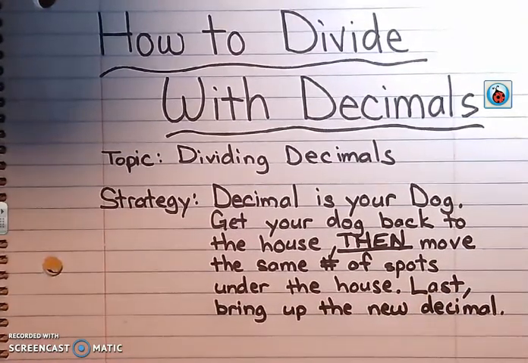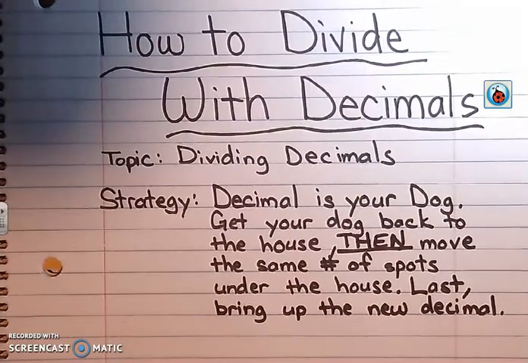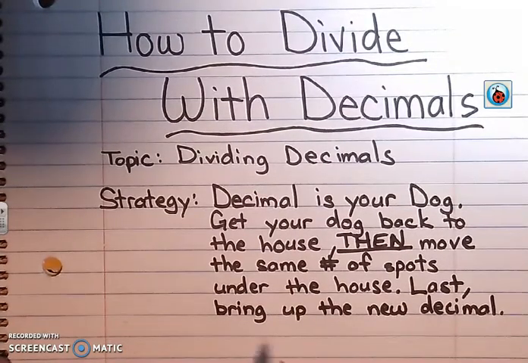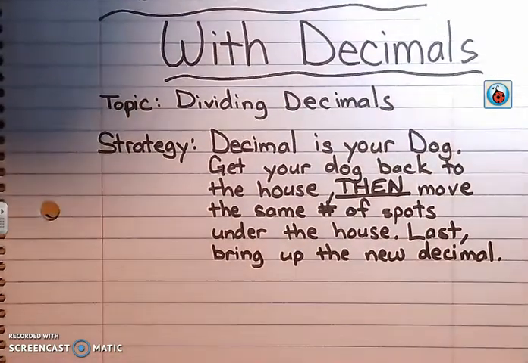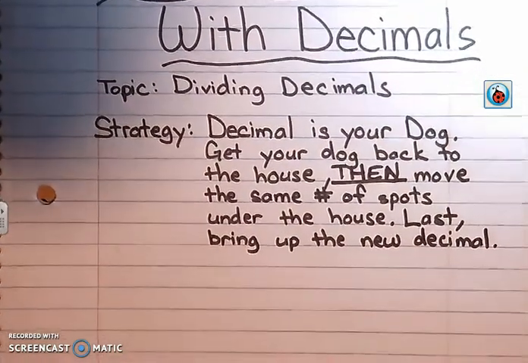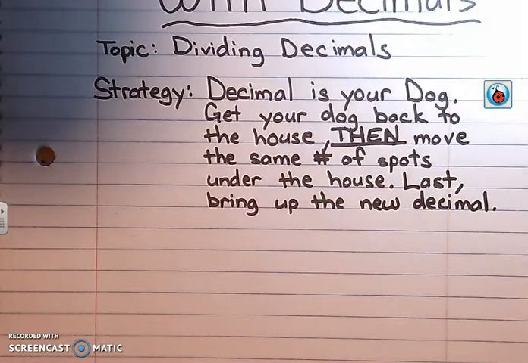Okay, so this would be the strategy of how to divide with decimals. If you don't understand it, that is perfectly fine right now. So let me explain it to you guys. We'll solve some examples and then you'll see how it works. So the decimal is your dog. Get your dog back to the house, then move the same number of spots under the house. And the last step is to bring up the new decimal. Let me show you what this looks like.